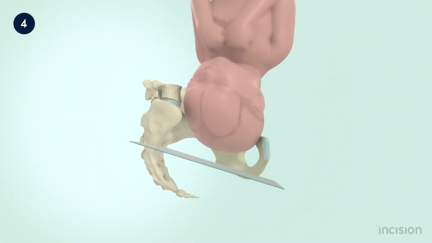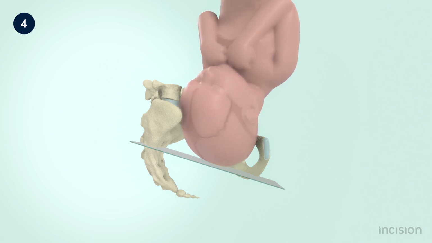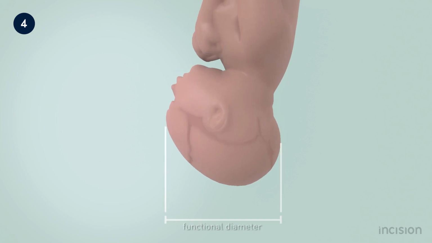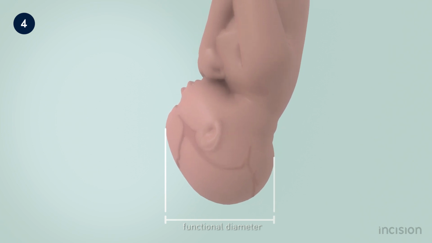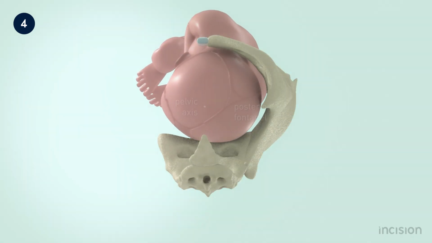Further descent takes place until the fetal head reaches Hodge 3. Due to further descent, flexion increases, creating a smaller structure to pass through the maternal pelvis. At Hodge 3, the presenting diameter is suboccipitofrontalis. The posterior fontanelle comes to lie closer to the pelvic axis.